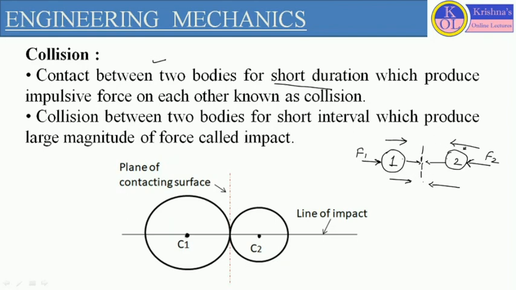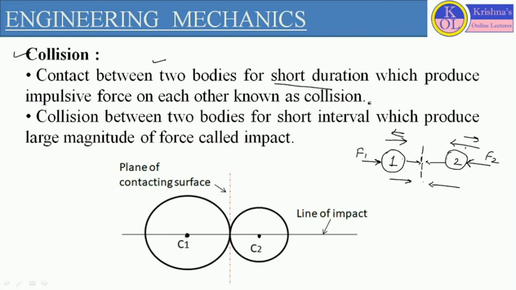That impulsive force can cause a change in direction. Because of that impulsive force, these bodies can change their direction or they can move in the same direction also. It depends on the magnitude of the impulsive force. So this phenomenon is called collision. Collision we define as the contact between two bodies for a short duration which produces impulsive force on each other.